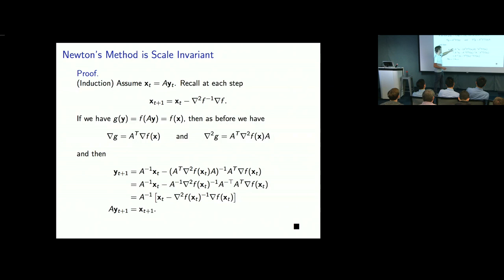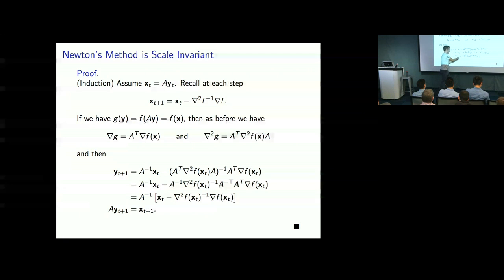So we have y of t plus 1 is A inverse of x of t, because that's just y of t, right? And then minus the Hessian inverse times the gradient right here. And then if this is invertible, we can flip around the transpose and cancel those. And then we just have A inverse times the Hessian inverse times the gradient right here. And then this is just x of t again. Pull out the A inverse.